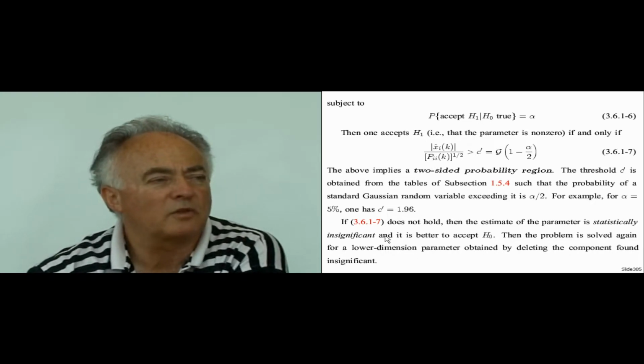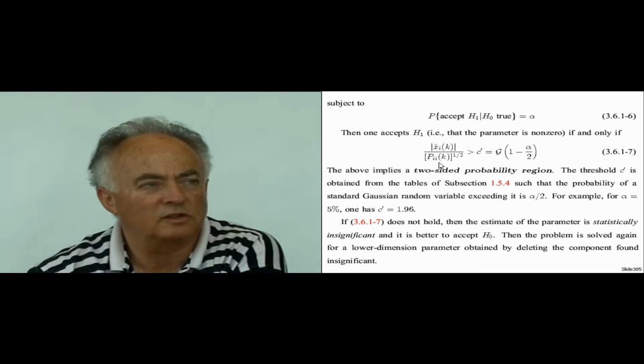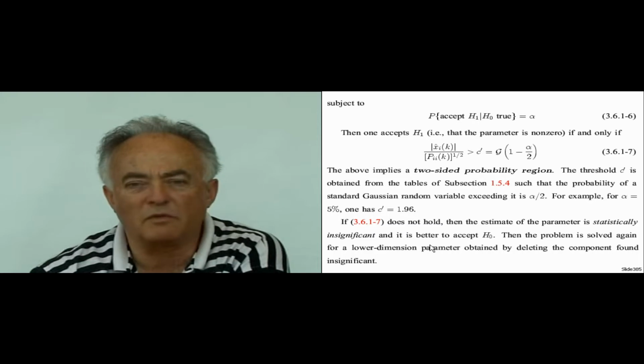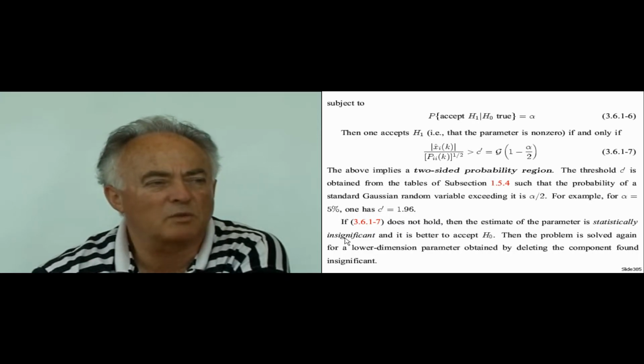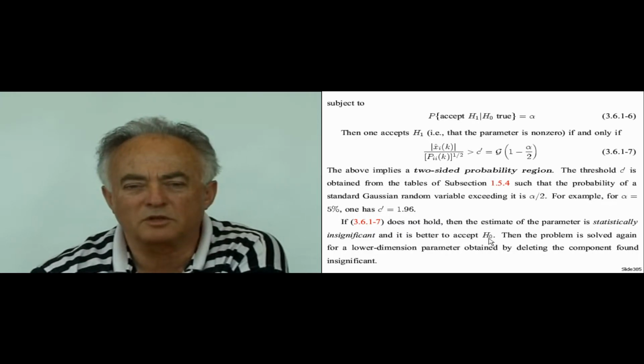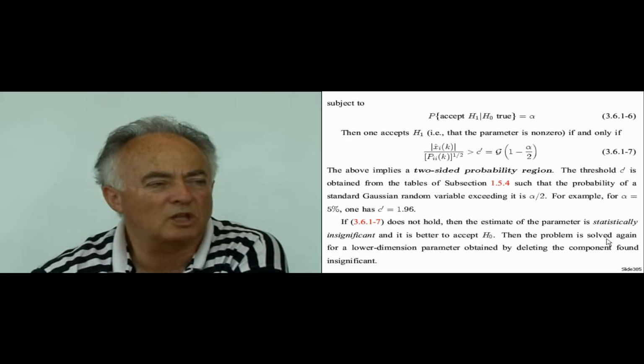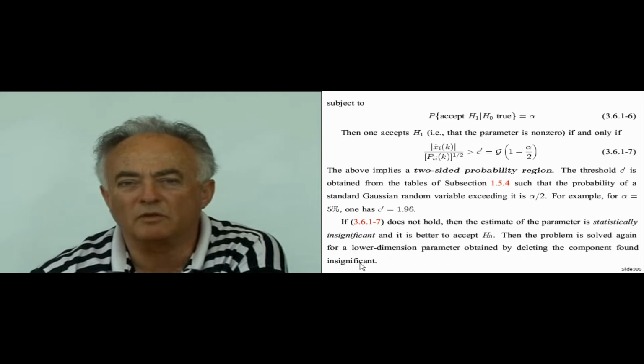Now, if this ratio, the significance ratio we are using here, does not exceed c prime, then the estimate of the parameter is said to be statistically insignificant. We discard it and we accept the null hypothesis, there is no such parameter, and solve the problem again for a lower dimension parameter obtained by deleting the component found insignificant.